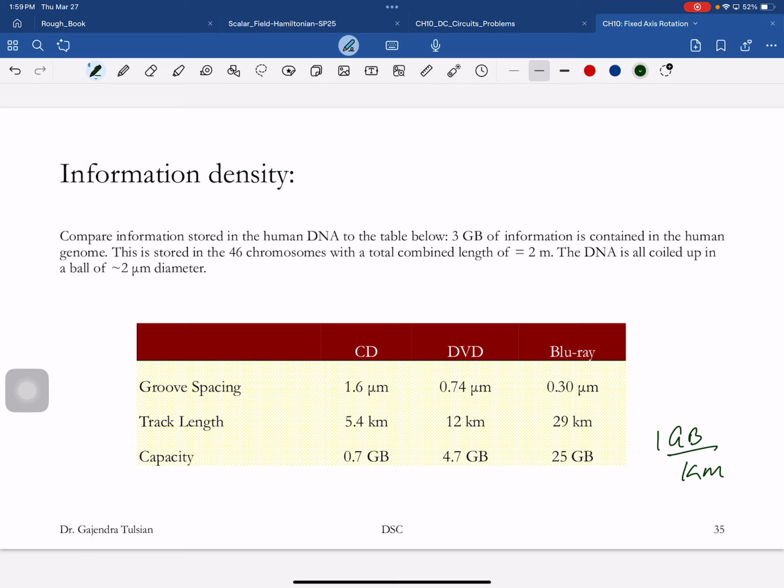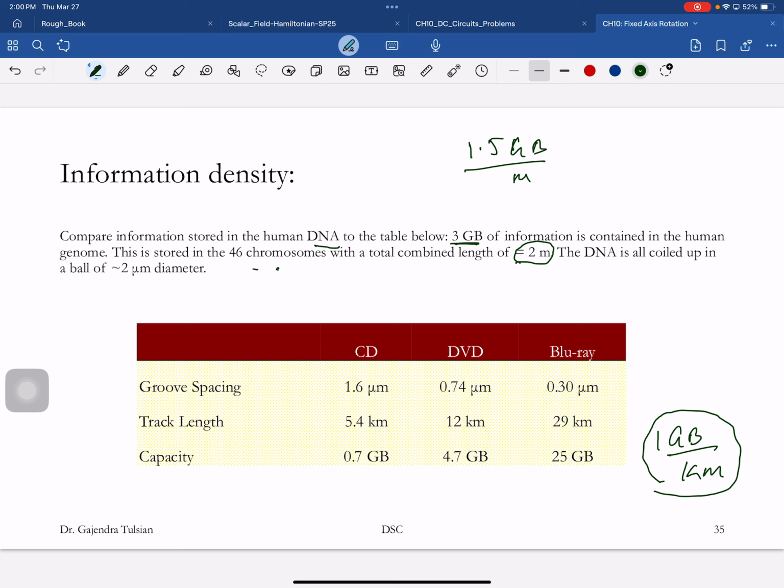I haven't gotten to the punchline yet. So that's 1 gigabyte per kilometer. Inside your cell, you have DNA that contains 3 gigabytes of information. That is 46 chromosomes. Anyway, if you stretch out the DNA, that's 2 meters long. So that's 1.5 gigabytes per meter. The information is 1,000 times more dense.